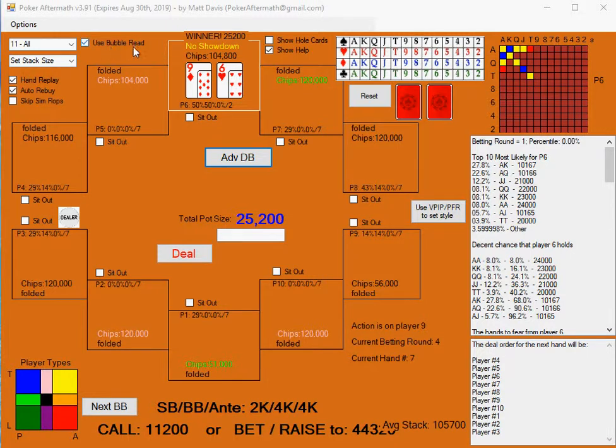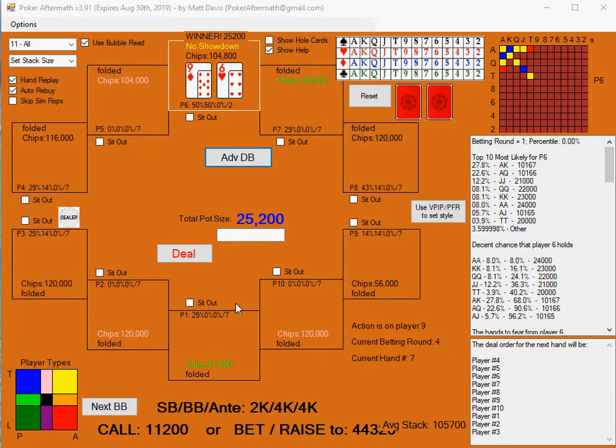I have set here use bubble read, which affects the way people might play near the bubble and adjust their style a little bit depending on their style and their stack size. Key player here was player 9, who was a little bit of a kind of average tightness, but kind of a passive player. And then myself was the other key player.